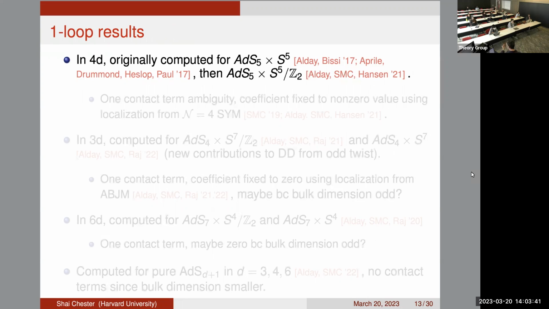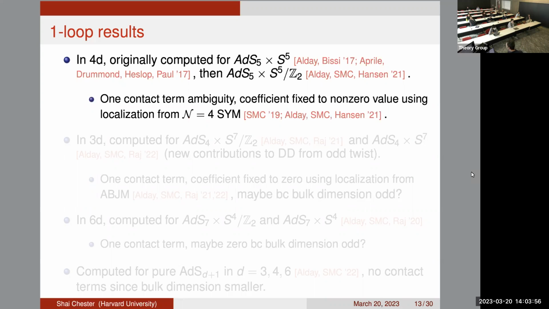So people originally did this unmixing in 4D maximal supersymmetry in the AdS5 cross S5 case in these very nice papers. This was then generalized to the case with the mod Z2 orbifold, which also has maximal supersymmetry. In this context, recall that this method fixes your one loop answer up to a contact term. And to fix that contact term, you have to know some theory specific data. So in a paper I wrote a few years ago, I used localization to fix that contact term, and I found that it was non-zero. The precise value is not so important.